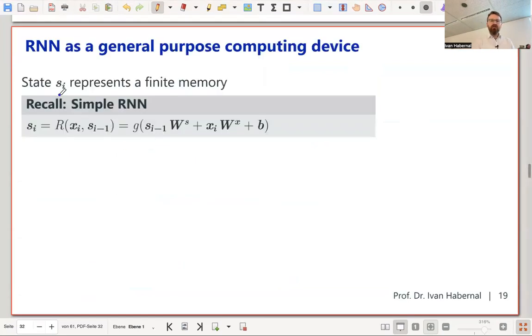So basically the si represent a finite memory. Why is it finite memory? Because it's just a vector. Anyway, it's a memory, and it remembers basically everything from the previous steps.